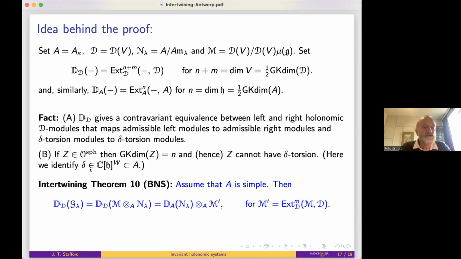With that notation, we have an intertwining theorem, which says: suppose I want to take the dual of my G lambda. Well, break it up, it's M tensor N lambda. Then I can take the dual of N lambda, and tensor up. I have to tensor up now with an appropriate dual of M, because this is now a right module, not a left module of A.